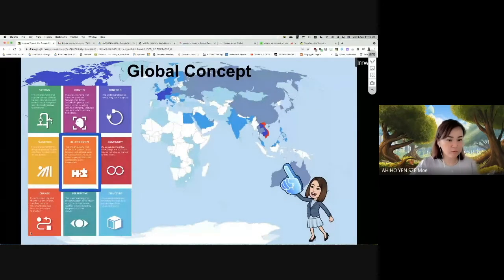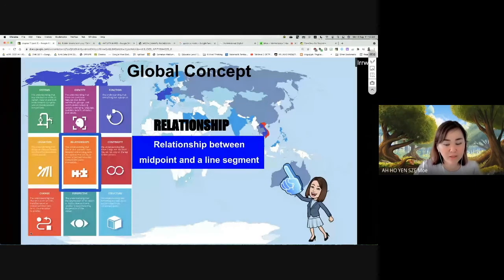So we proceed. We have to make sure what the global concept is that can be integrated in our topic today. It is still relationship. We have to look for the relationship between the midpoint and the line segment. Do you still remember what a line segment is? Can anybody respond? No response. Let me check the chat. What is a line segment? You can respond in the chat. You have forgotten? Garis, or garisan, right? Line segment.